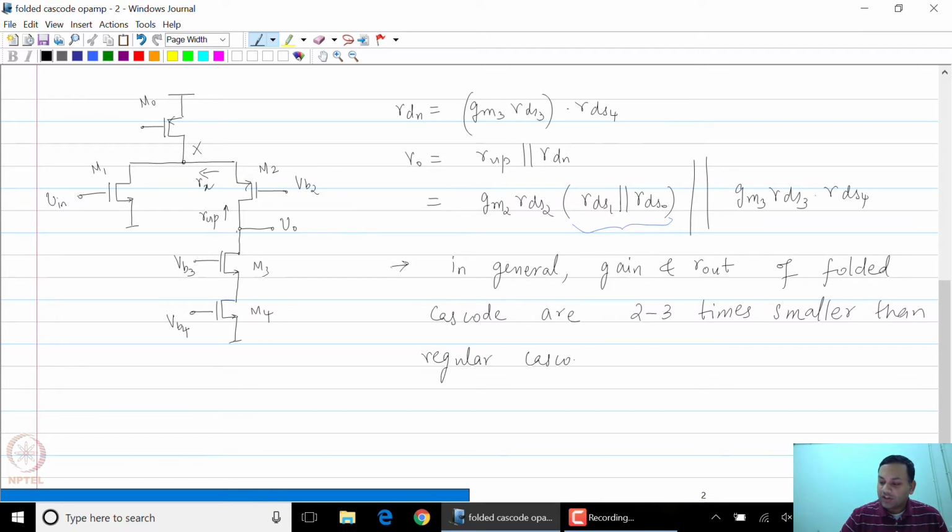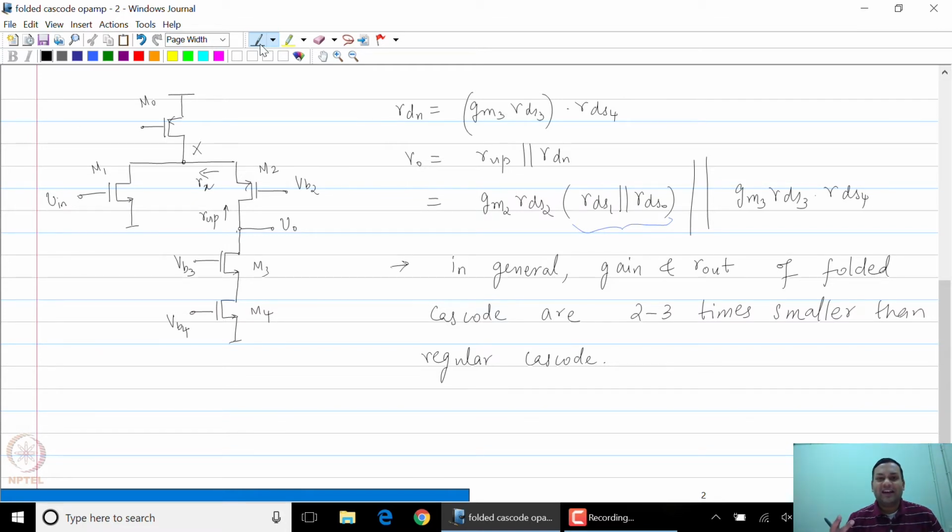Which is the regular cascode circuit. So in general, when you try to decide all of these RDS values, you will find that it's a little bit lower than that of the regular cascode, but it is still much higher than that of the regular one-stage op-amp, the simple common source structure. So this is the template that we are going to use for our analysis. This is the 5 transistor structure for the single stage, single-ended folded cascode.